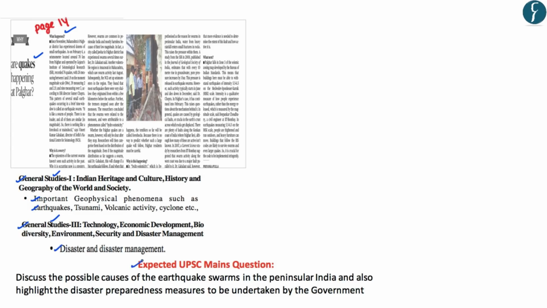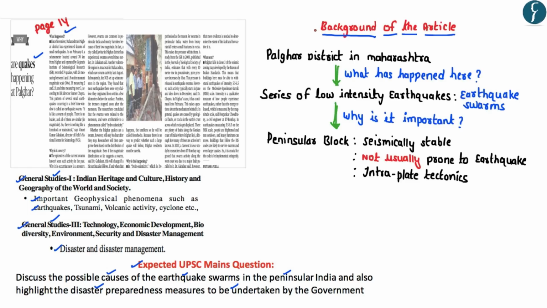An expected UPSC mains question from this particular article could be: discuss the possible causes of the earthquake swarms in peninsular India and also highlight the disaster preparedness measures to be undertaken by the government. Before analyzing this article, let us first look into its background. The Palghar district in Maharashtra has witnessed a series of low intensity earthquakes, and these are referred to as earthquake swarms.